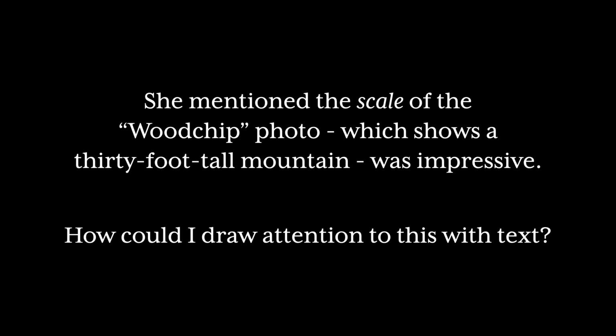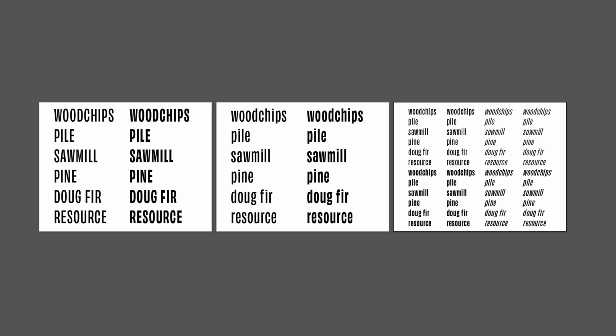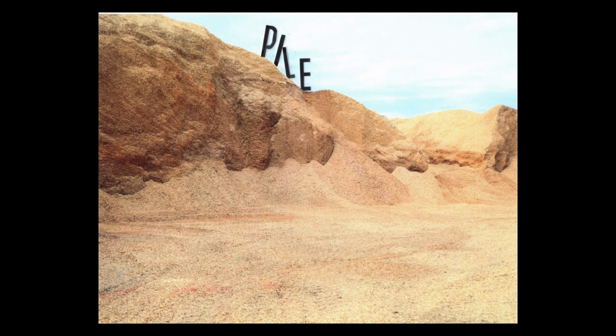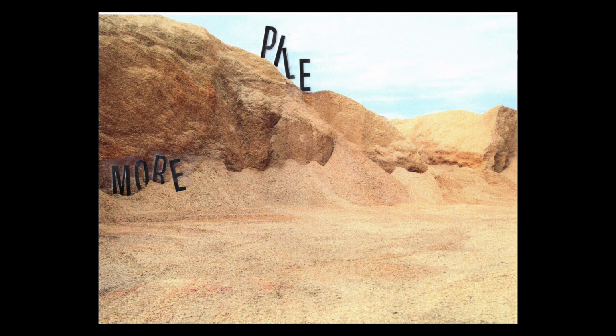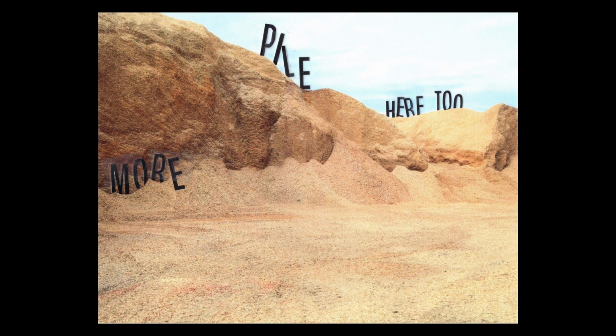She mentioned the scale of the wood chip photo, which shows a 30-foot tall mountain, was impressive. How could I draw attention to this with the text? I still wanted to work by hand, so I printed out a few words in multiple sizes, styles, and weights to work with. Working by hand slowed me down. Having to determine the placement of each letter, the photo became a conversation between the words themselves. Each placement of the former word determined the next action, placement, and meaning.